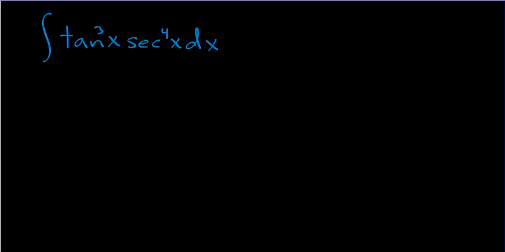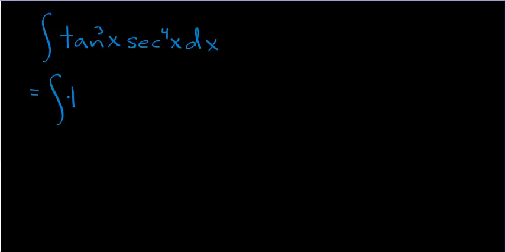Now, remember that the derivative of tangent is secant squared, and the derivative of secant is secant tangent. Okay? So if I look at this, I'm thinking, man, if that were tangent squared, I could write it totally in terms of secant. And I would like that very much.